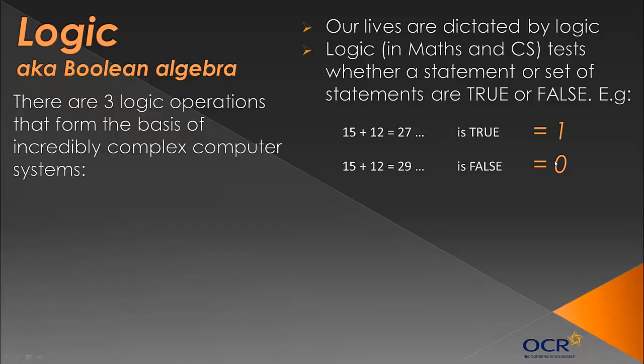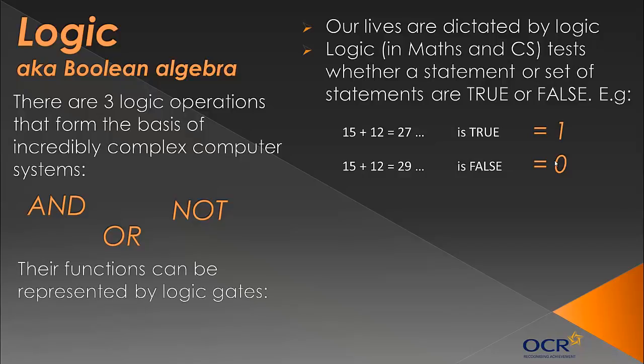So there are three logic operations that form the basis of incredibly complex computer systems. Everything in our computer is formed with these three different types of operations: AND, OR, NOT. And their functions can be represented by logic gates, which we'll look at in the next couple of slides. This is the AND gate, this is the OR gate, and this is the NOT gate.